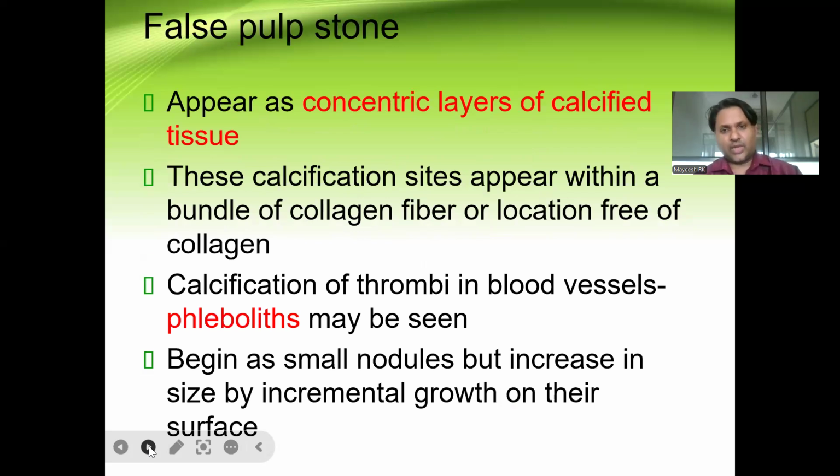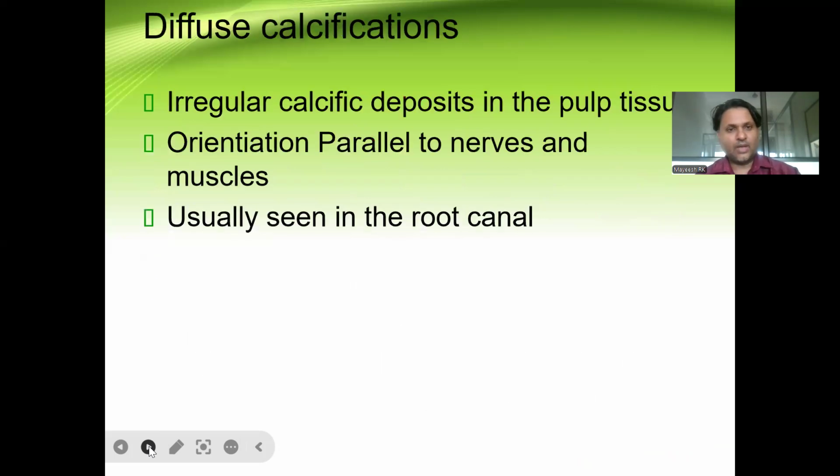These calcified stones appear within the bundles of collagen fibers. Calcified thrombi or phlebitis may be seen. They first begin as small nodules but slowly increase in size by incremental growth. Then you have irregular calcifications, what is called diffuse calcifications, in the pulpal tissue. The orientation is usually parallel to nerve fibers, and they are usually seen in the root canal.